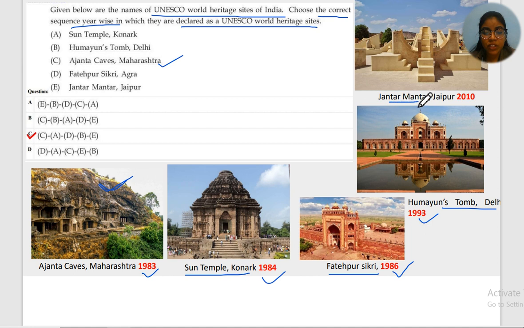And at last, we have Jantar Mantar at Jaipur. It was declared in the year 2010. So this is the correct sequence of the declaration of the sites as UNESCO World Heritage Site. Please remember the name with their year.